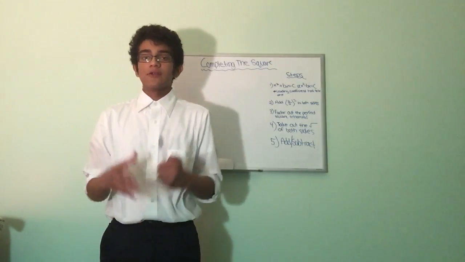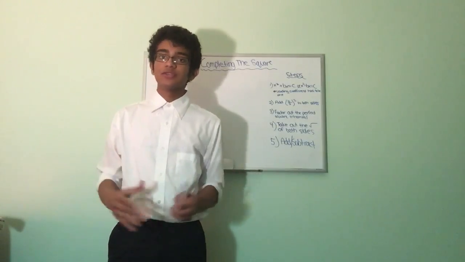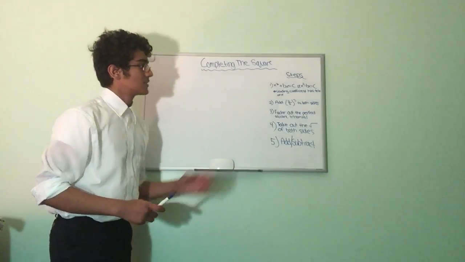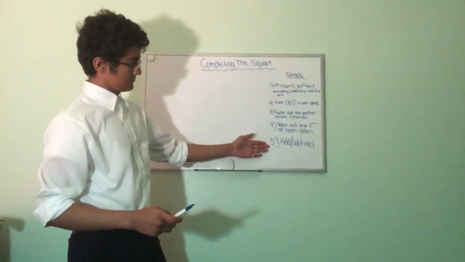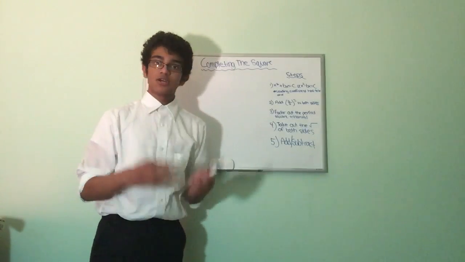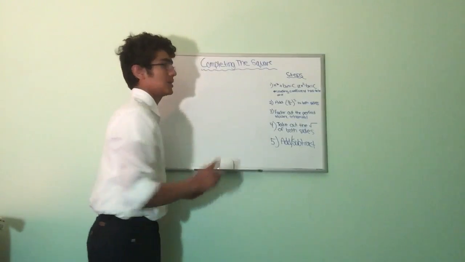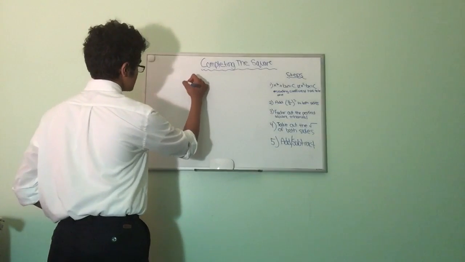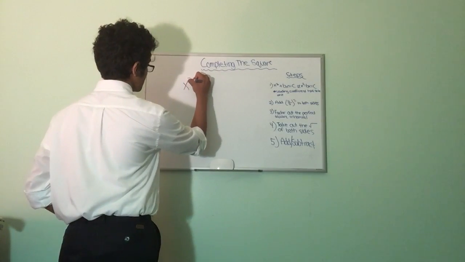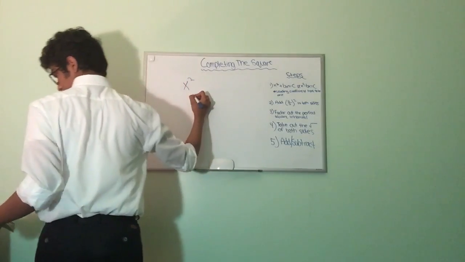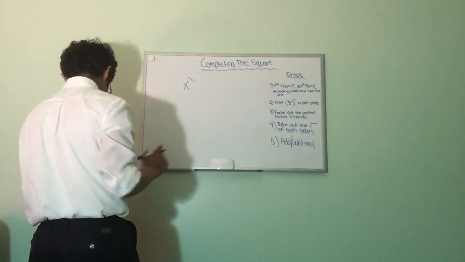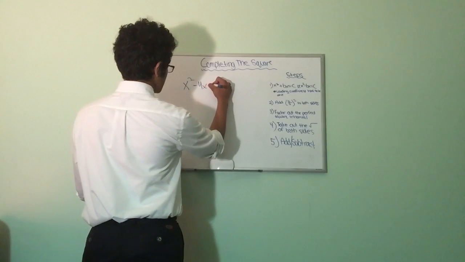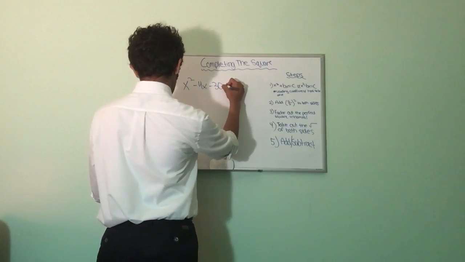Today we'll be learning how to factor a quadratic equation using the completing the square method. So basically, you follow these steps, and I'll show you how to execute them when you have a quadratic equation. Let's take a fairly simple quadratic equation to show this method: say x squared minus 4x minus 30 equals 0.